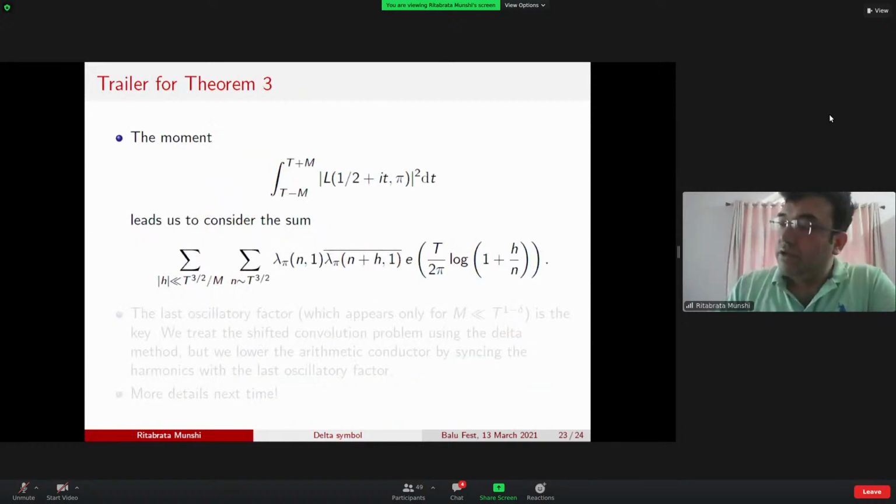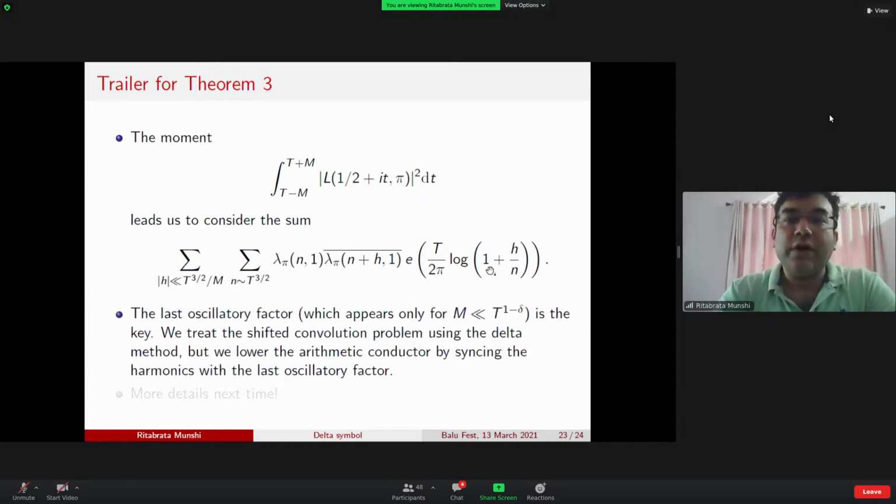Okay, so in the last few minutes that I have, which is just 1 minute, I'll give you a trailer for Theorem 3. Recall we are trying to get a bound for the second moment, a short moment, where M is a fractional power of T. This boils down to a shifted convolution sum problem with GL3 Fourier coefficients, because pi is a GL3 form, and there will be an oscillatory function over here. This is the oscillatory function that plays a crucial role in the approach that we have.